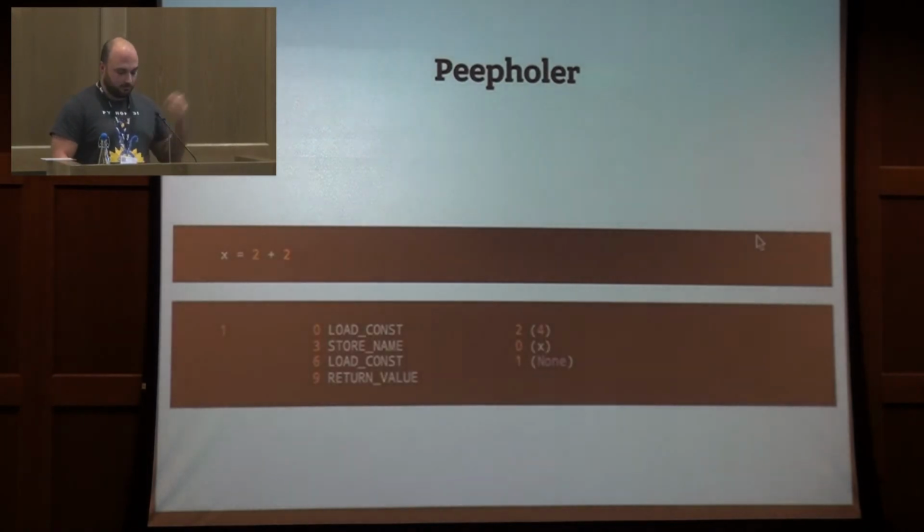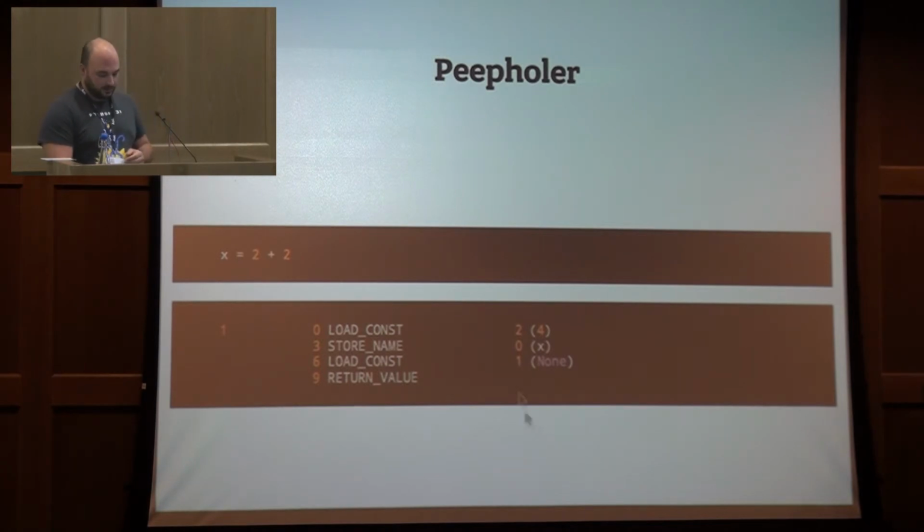Example, my previous example, 2 plus 2, load const. You can see that on the first line, it's not 2 plus 2, but just 4. It's a small optimization of the system. In this example, we load the constants. We store it in X, and load the constants and return it.